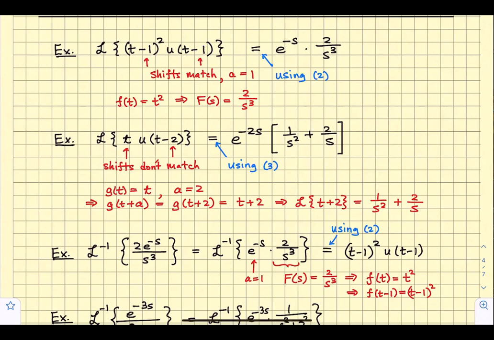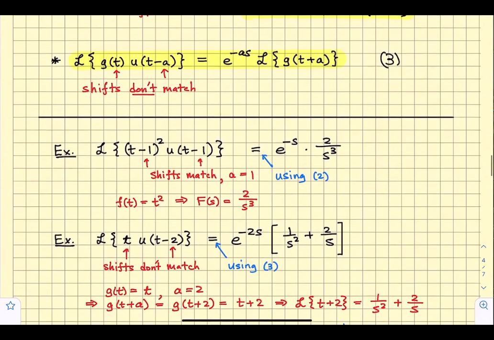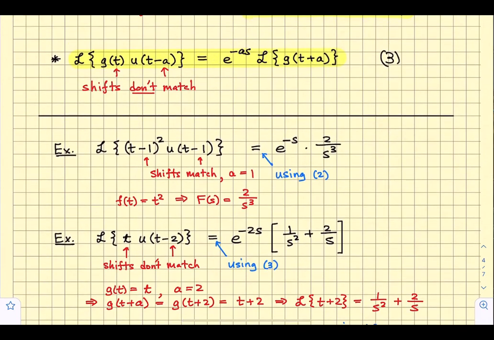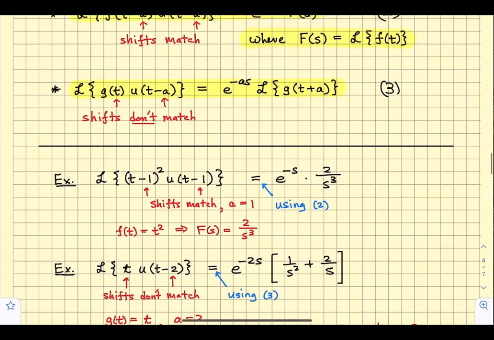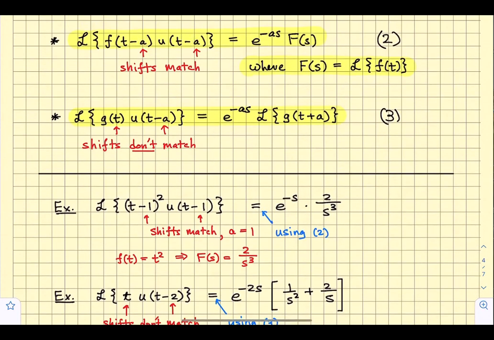Now we go back to our theorem right here. We need to know what our shift is. We do. Our a is 1, and when the shifts match, we know we're going to get an e to the minus as, but then we need to calculate the Laplace transform of the unshifted little f. So we need to visualize the unshifted little f. Just think of covering up the shift. This would be a t squared.